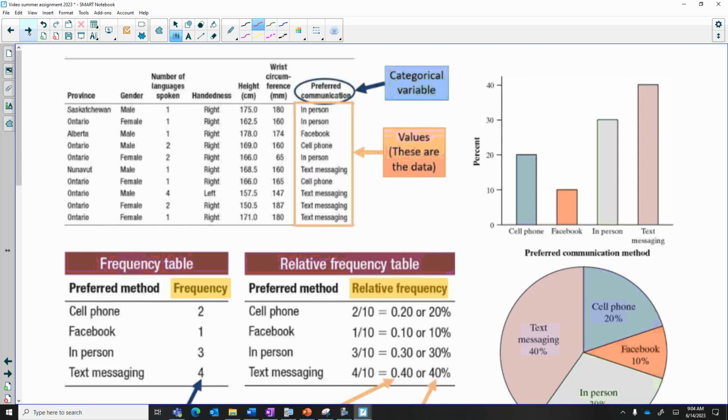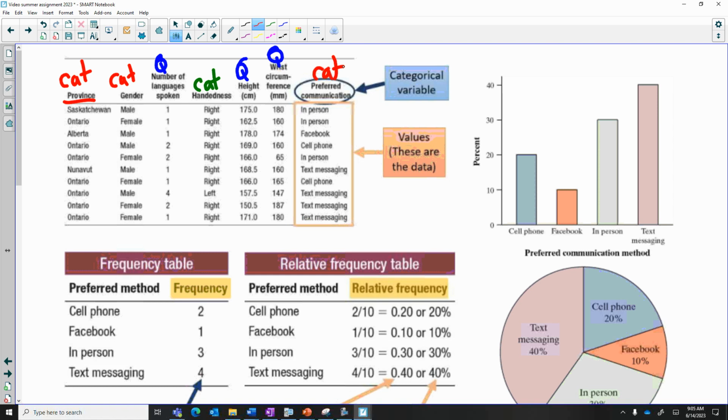So here we have a table. This is sorting some individuals from Canada into categories. What province they're from, meaning it's almost like states in Canada, the provinces, that is a categorical variable. What gender they are, that's a categorical variable. The number of languages they speak, that's quantitative because it's numeric. If they're righty or lefty, categorical. Their height, numeric, quantitative. Their wrist circumference, quantitative. And what kind of communication do they prefer? Putting people into a category based on that, categorical.